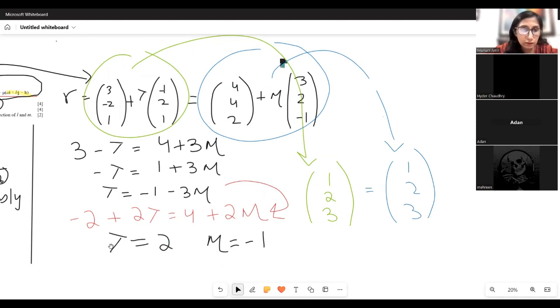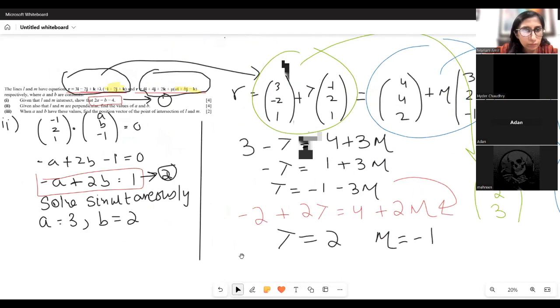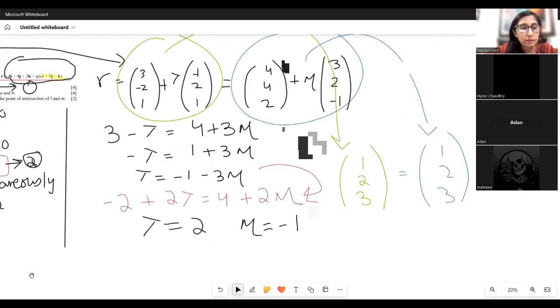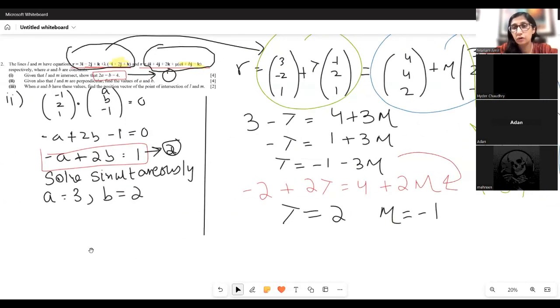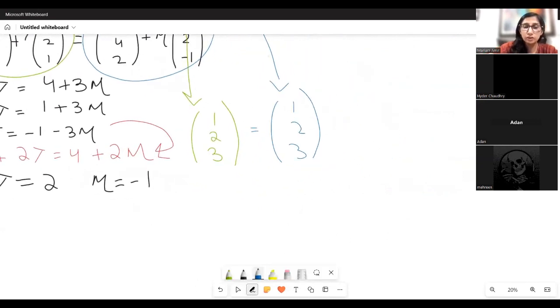What is the final requirement? Position vector or just the coordinates? Position vector. And the question is in IJK format. Your final answer must be in IJK format. So the position vector is i plus 2j plus 3k.